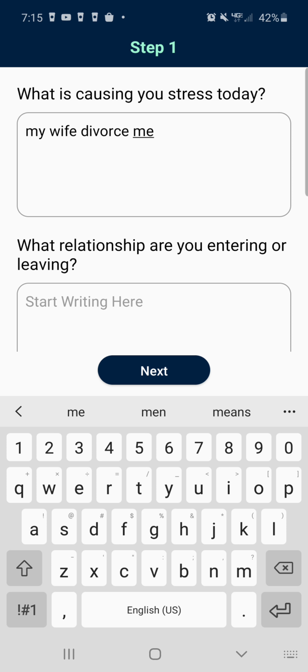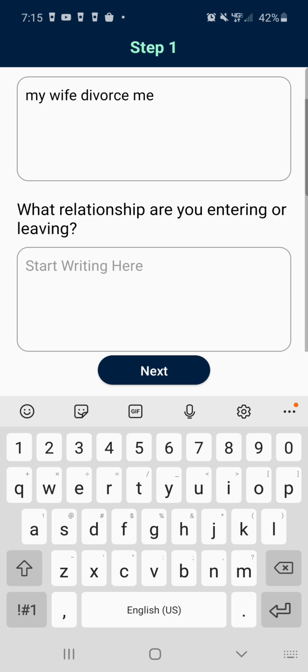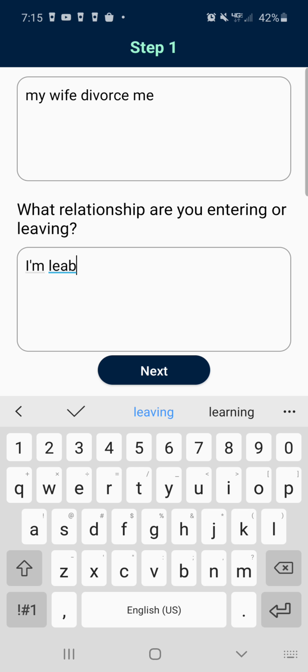And what relationship are you entering and leaving? The app makes you ask eight basic questions to yourself, and by doing so, you're treating the root cause of stress every time. So what relationship are you entering and leaving? I'm leaving a relationship with my wife.